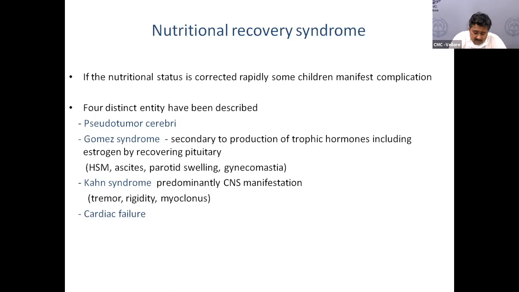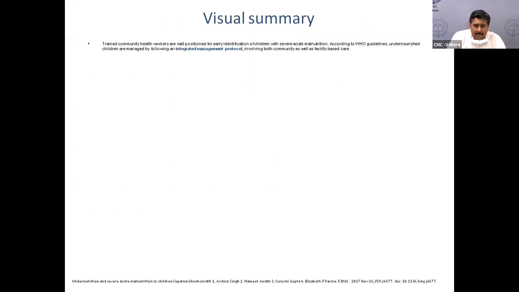So one has to be very cautious when starting feeding these children. You start with low calories for the age and slowly grade up. As a visual summary, usually trained community workers are well trained for early detection of severe malnutrition. We have an integrated management protocol, which involves community and facility-based care.